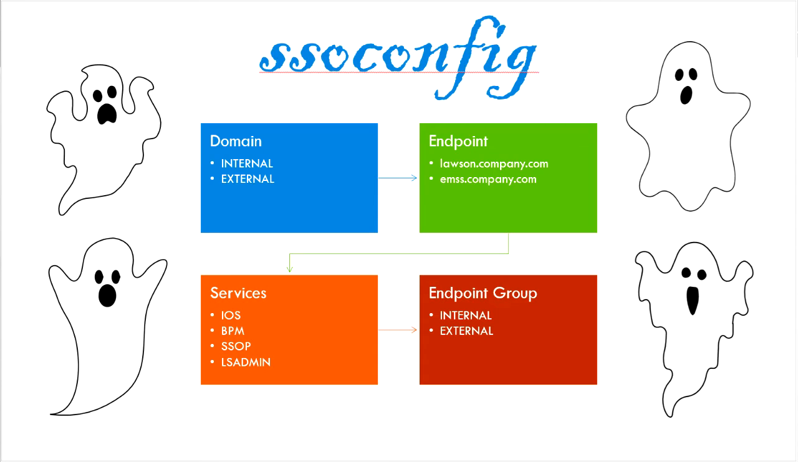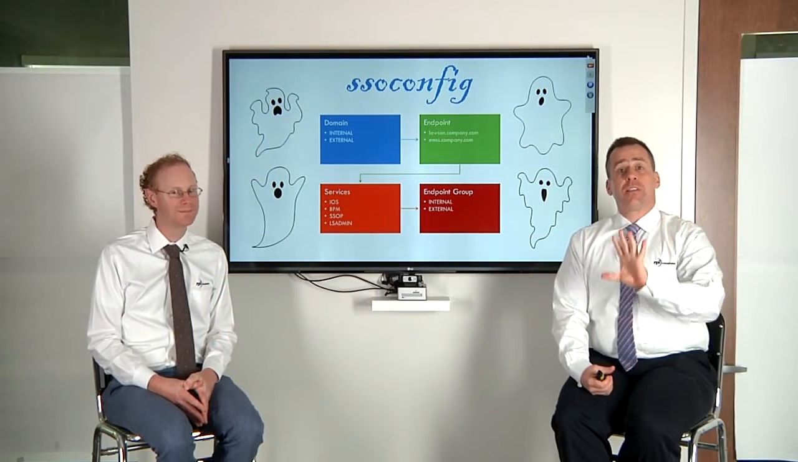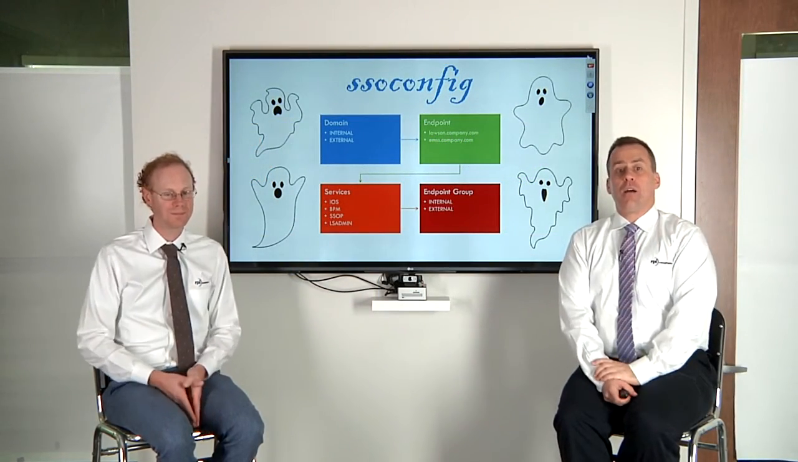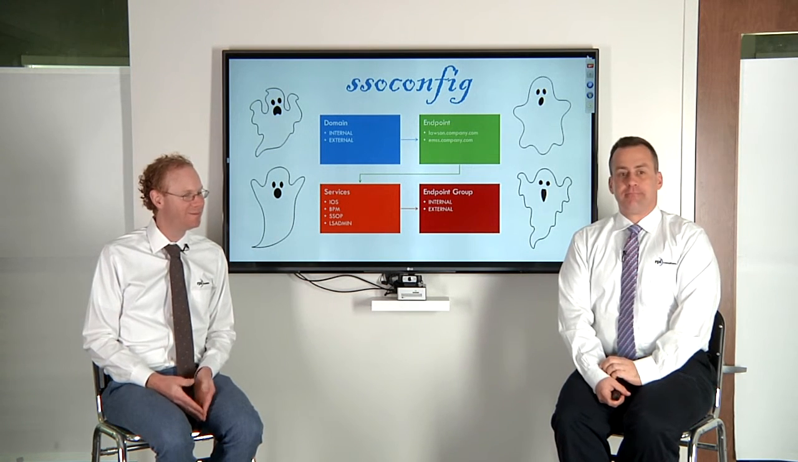Then you also have to create an endpoint group and assign the endpoint to the endpoint group. Generally, you're just going to have one, so you might name it just like we see here, an internal endpoint group and an external endpoint group, and then we tie them together. Yes. So right here, this tells you everything that you need to know in a nutshell within SSO config. Great.